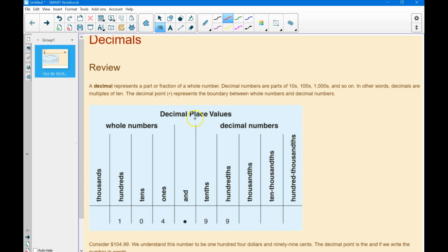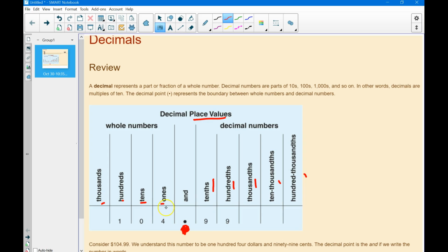So we're going to place value. This will be our decimal right here. If you look at the right hand side of the decimal, it's going to be tenths, hundredths, thousandths, ten-thousandths, hundred-thousandths. If you go to the left, we have the ones. We're really used to this one: ones, tens, hundreds, thousands.